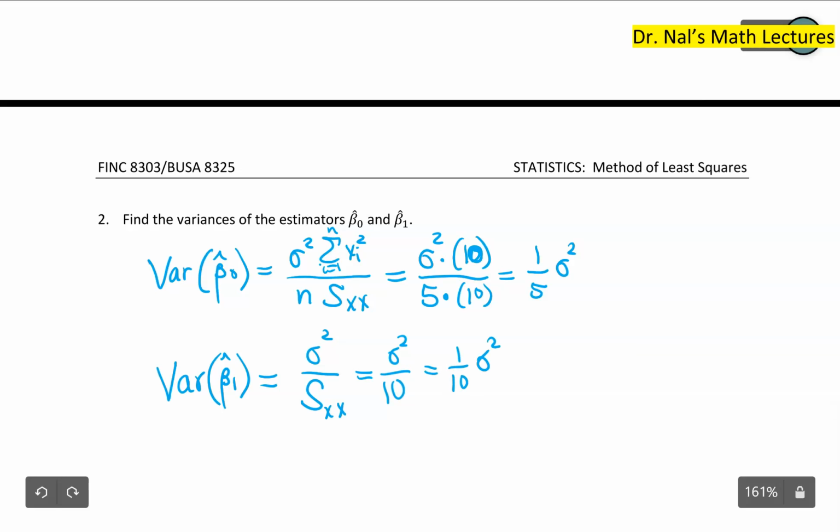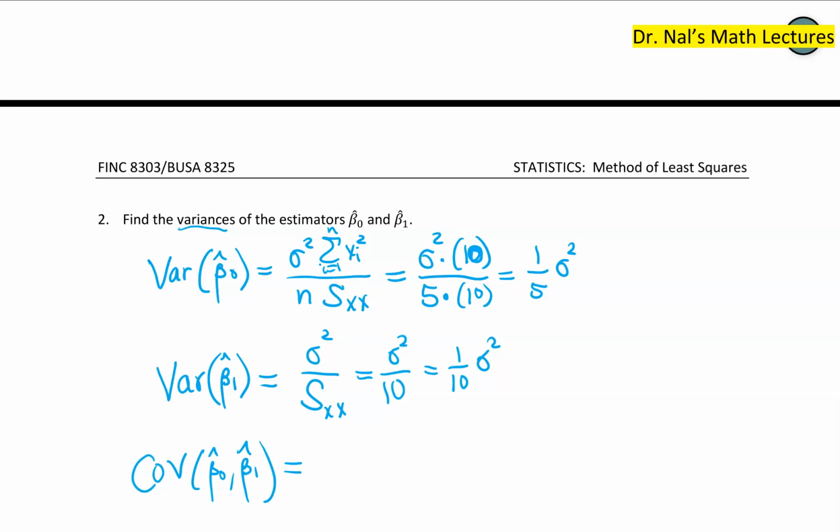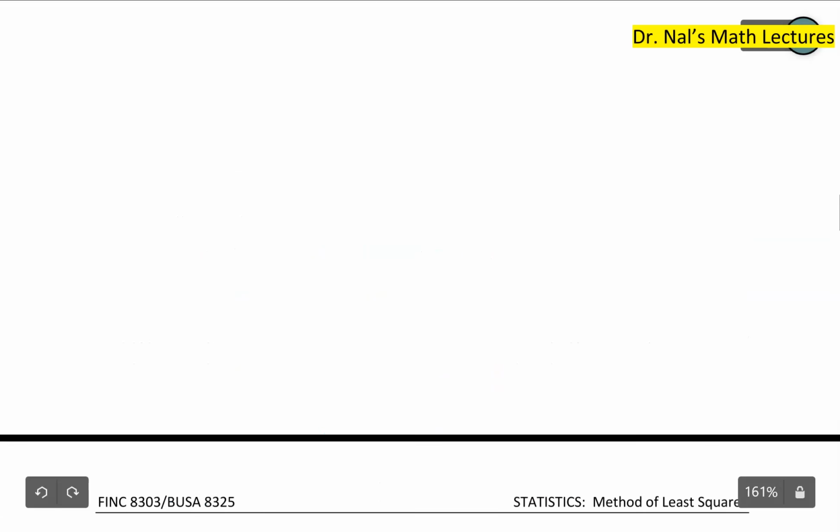So this problem was very straightforward. One more thing I can mention is the question is only asking for variances, but I can also quickly check the covariance between beta 0 hat and beta 1 hat, just for the fun of it. The formula is minus x bar sigma square all divided by Sxx for that one. But the good news is x bar, check this out.